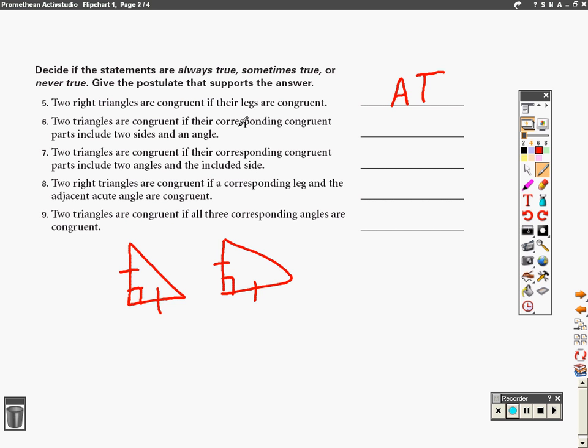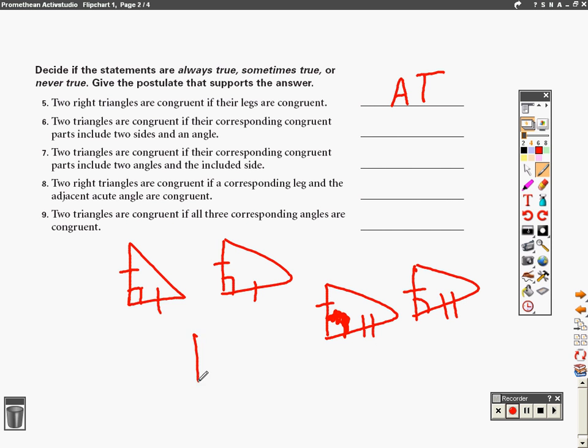2 triangles are congruent if their corresponding congruent parts include 2 sides and an angle. Well, that's different. Let's see. I have 2 triangles, and it doesn't say that they're right triangles. So let me get rid of this. And are congruent if their corresponding congruent parts, 2 sides and angle. Well, if the 2 sides and the angle are right here, then it would be.